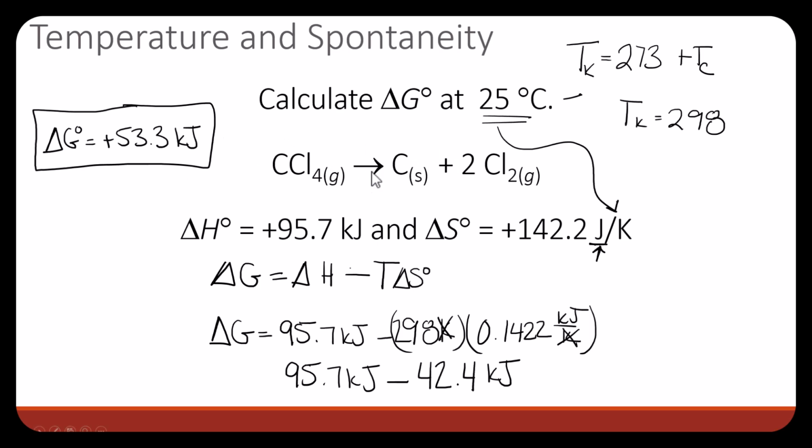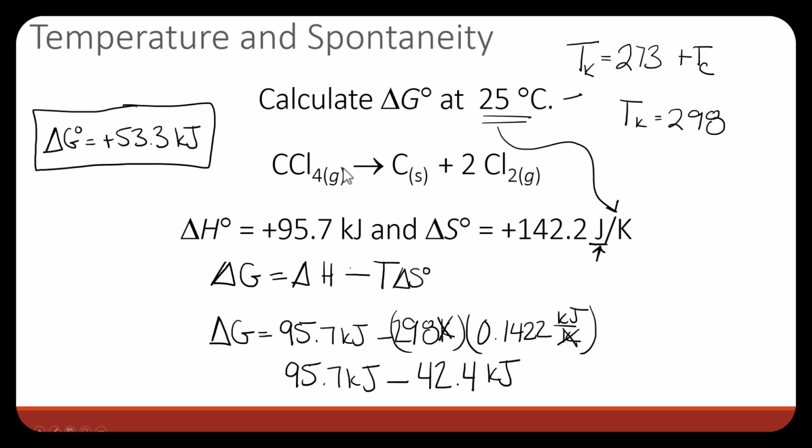And if I look at that, it kind of makes sense. So number one, we're going from a gas to a solid. That is a lot more structure. We also have a positive change for our enthalpy, so heat has to go into the system. So we're getting more organized, we're putting heat into the system. It makes sense to me that that would be a non-spontaneous reaction.